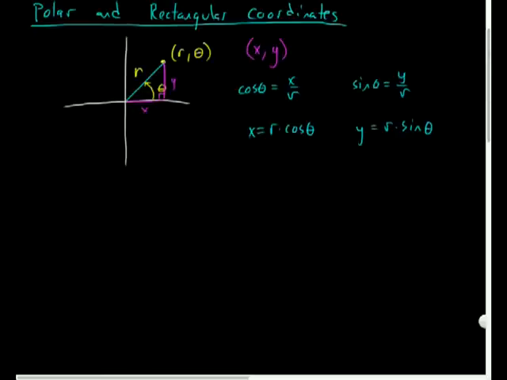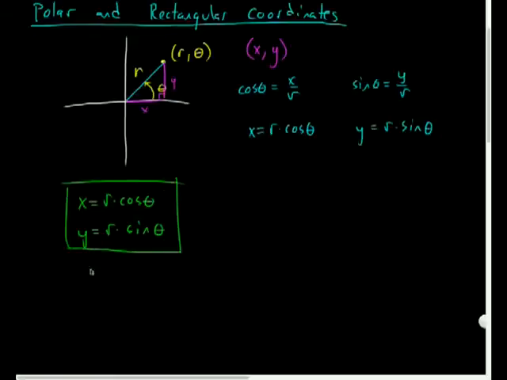So, our first two properties, I guess, if you will, or formulas. Converting from polar to rectangular, I can get x equals r cosine theta and y equals r times sine theta. Alright, so those are our first little formulas that we've got for converting.